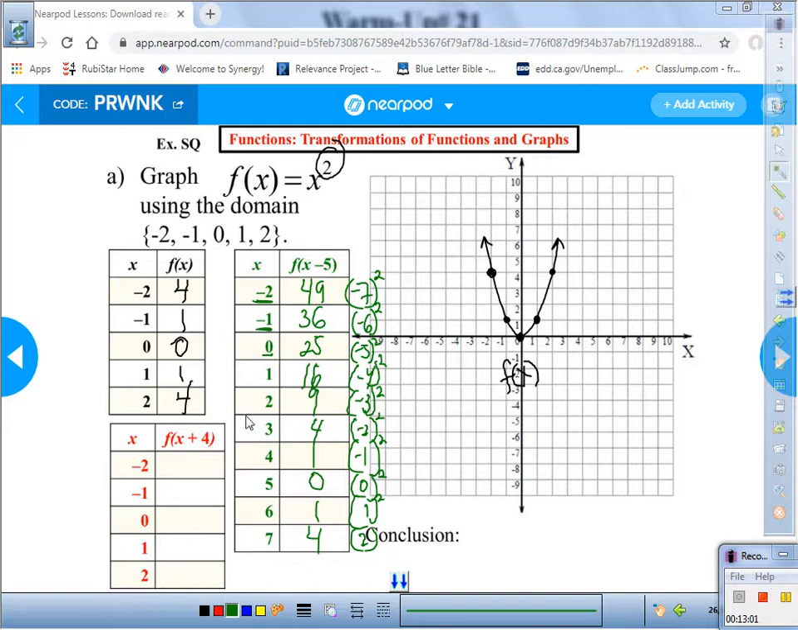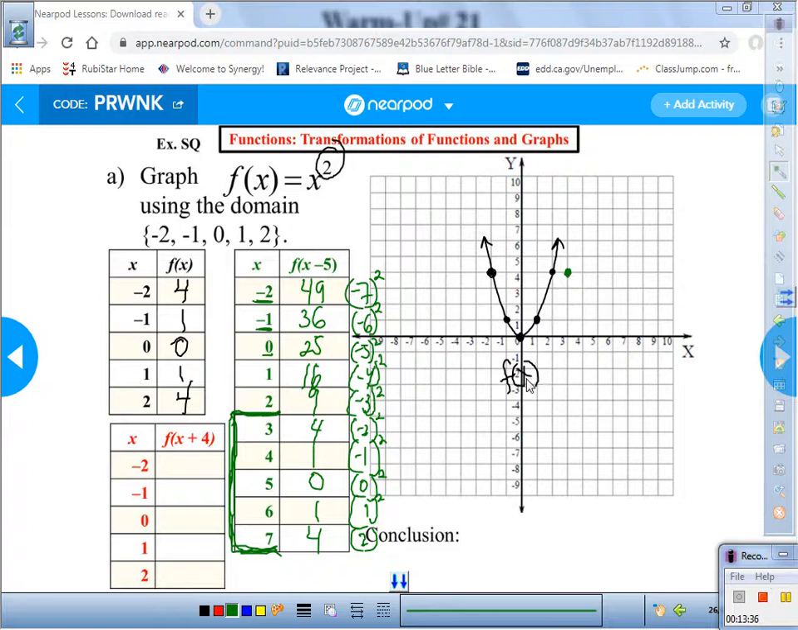Okay? I want you to graph only from domain 3 to 7. Only this part. Domain 3 to 7. And we're doing that in green. So, 3, 4. 3, 4, which is right there.